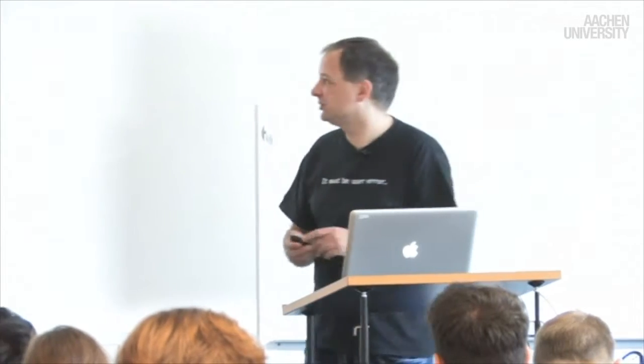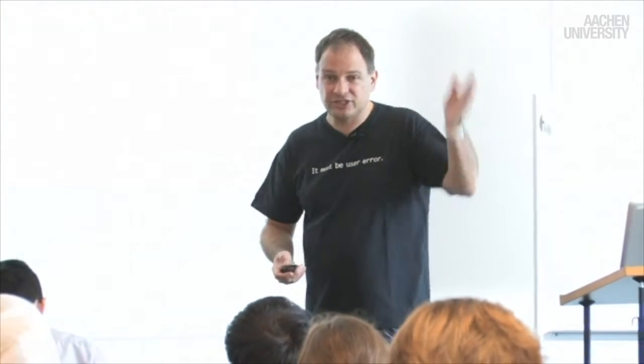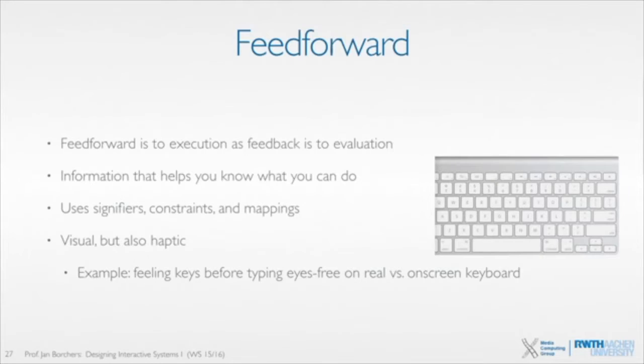And that's why you could say feedforward is to the execution in the 7 stages of action what feedback is to the evaluation. Feedback is a necessary prerequisite for evaluating a scenario, something that I just did. Feedforward is necessary to be able to confidently and reliably execute. It uses signifiers, constraints, and mappings. It's visual. It's basically telling you, kind of like affordances, where things are. But it's also haptic. The example of typing eyes-free on an on-screen keyboard gives you a good example of this.